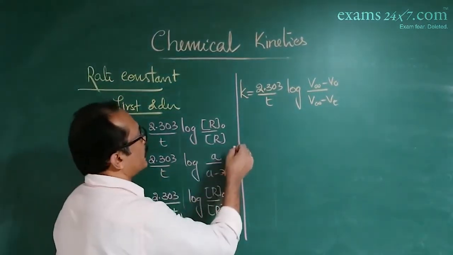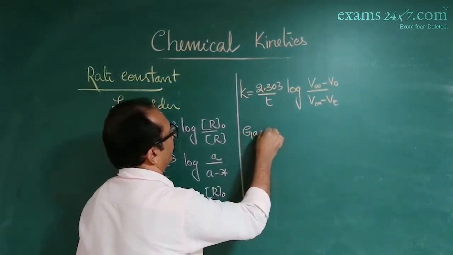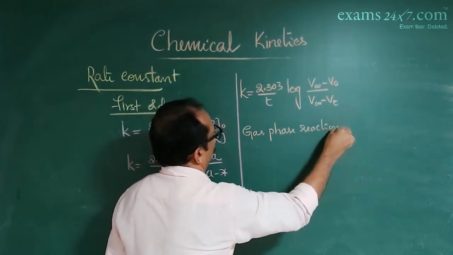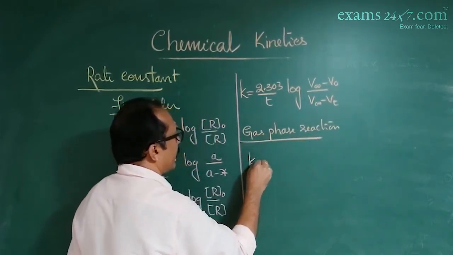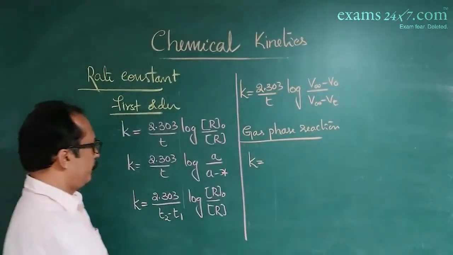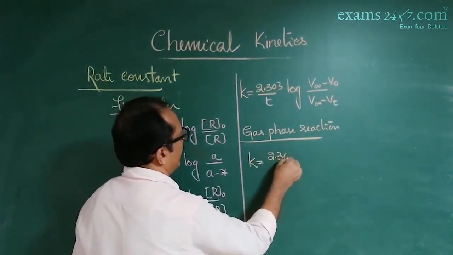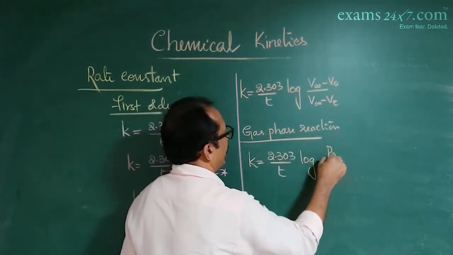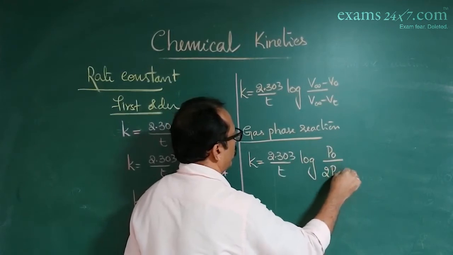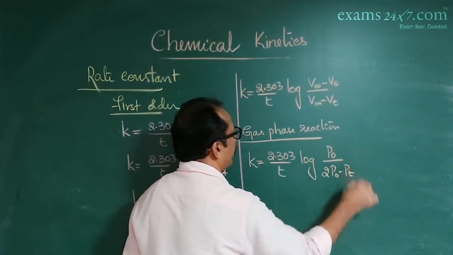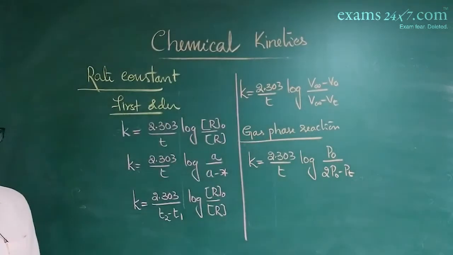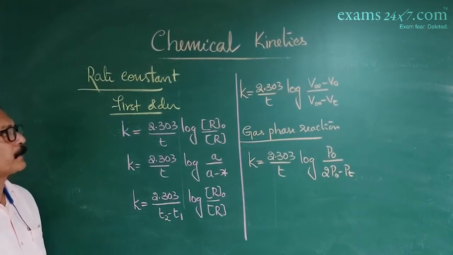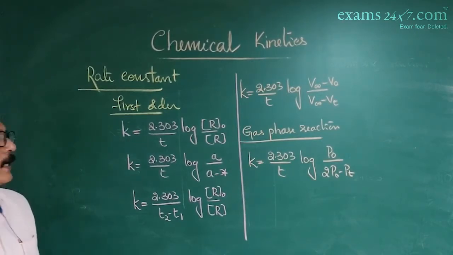For a gas phase reaction, the rate constant expression K is equal to 2.303 by t log of P naught divided by 2 P naught minus Pt, pressure with respect to time. So these are the different forms of expression for rate constant of a first order reaction.